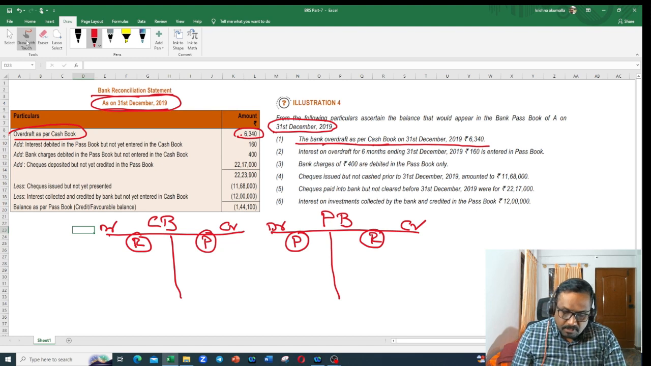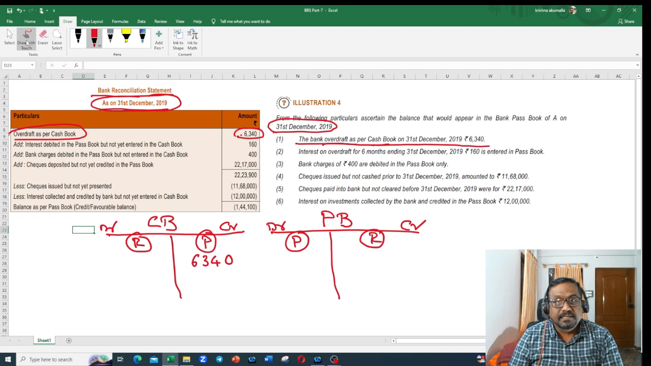Now they have given overdraft balance as per cash book. Overdraft balance is a liability for us. We have to pay that amount to the bank. That is not favorable balance. That is unfavorable balance for us. Right? We have to pay this amount to the bank. Liability. So where do we need to show it? We need to show that on the credit side of the cash book. So 6,340 we have to show on the credit side.